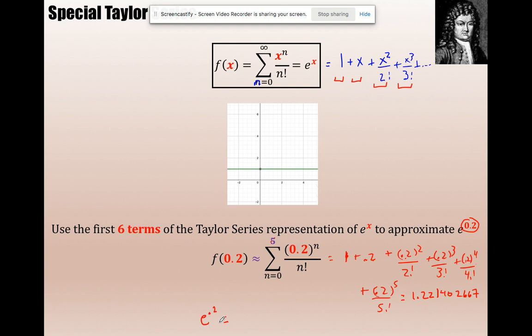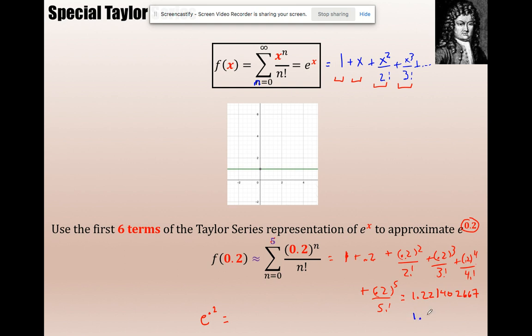E to the 0.2, where do you think your calculator is getting this information from? E is a never-ending, non-repeating transcendental number. How do you take that number and raise it to the 0.2? Hint, you don't. You approximate it with a polynomial.